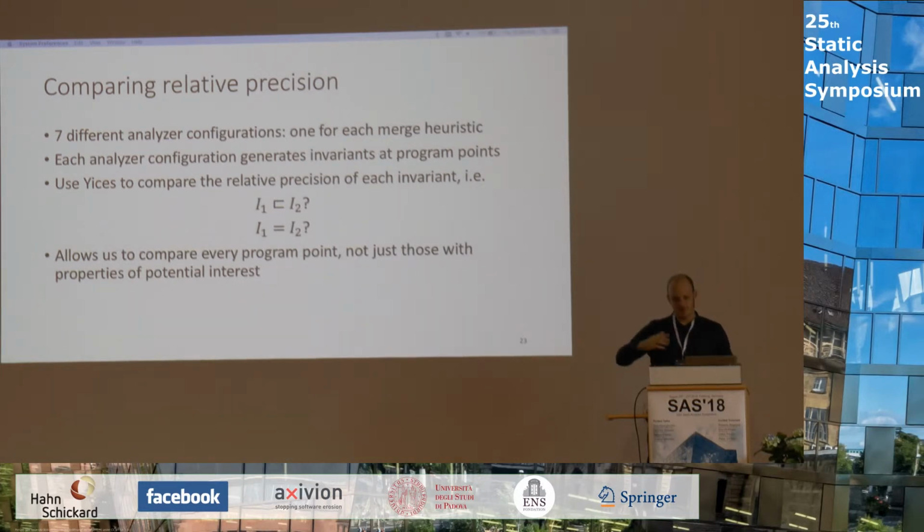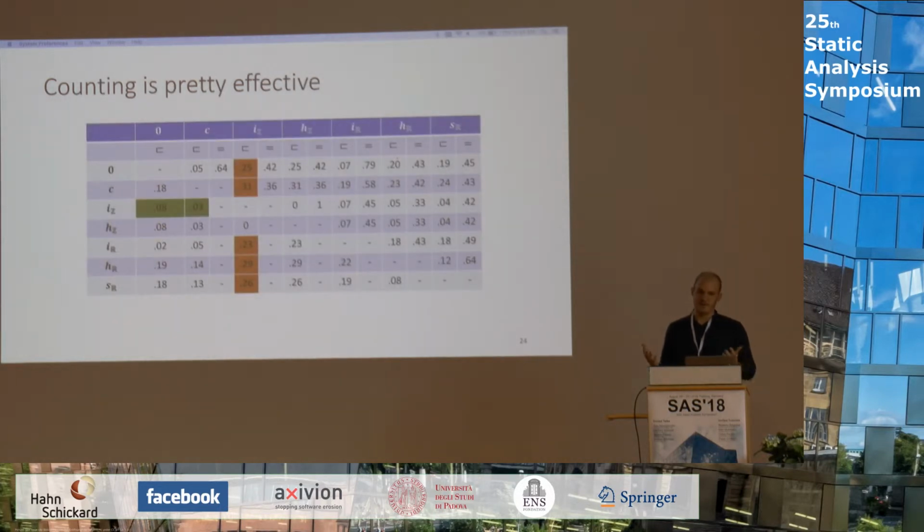So when you compare them, you wind up with a cross table that looks sort of like this. So the way to read it is across the top, we have our first analyzer configuration, and across the side, we have our second analyzer configuration. And the value in each cell tells you this is when the first analyzer configuration was either finer than the second analyzer configuration or was equal to the second analyzer configuration.